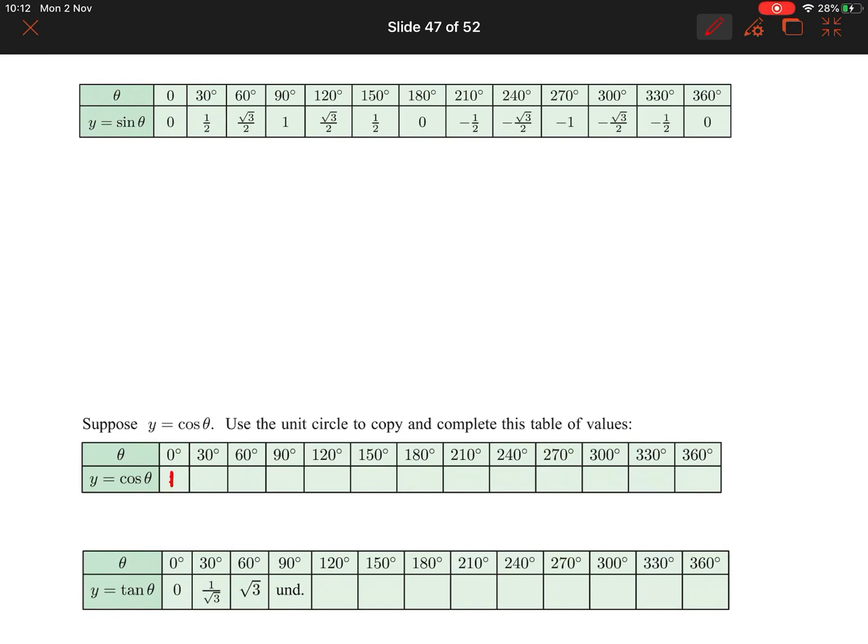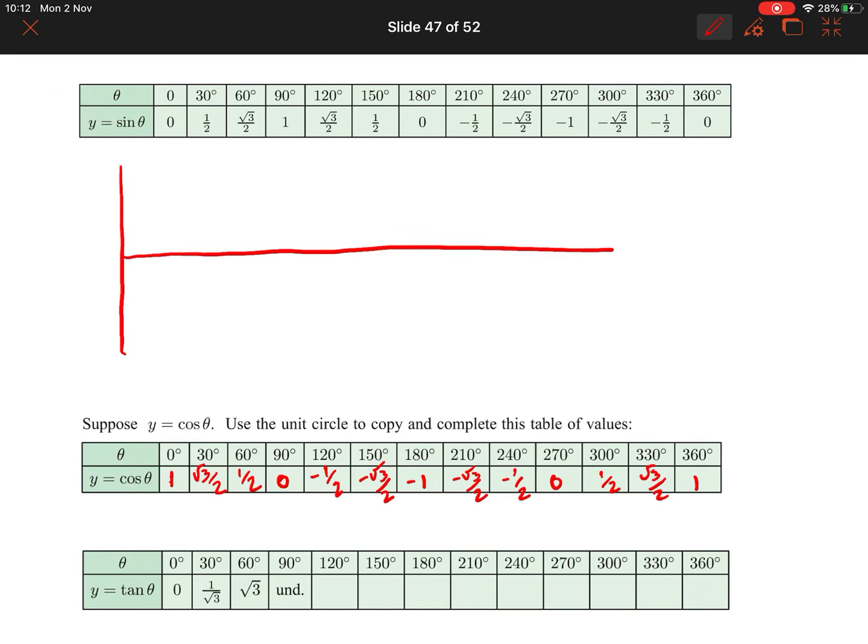So you do cosine of 0, which is equal to 1. Cosine of 30, you should know, is root 3 over 2. Cosine of 60, you should know, is a half. Cosine of 90 is 0. Cosine of 120, put that in your calculator, and you get minus a half. You'll spot some patterns here. Minus root 3 over 2, minus 1, minus root 3 over 2, minus a half, 0, a half, root 3 over 2, 1.